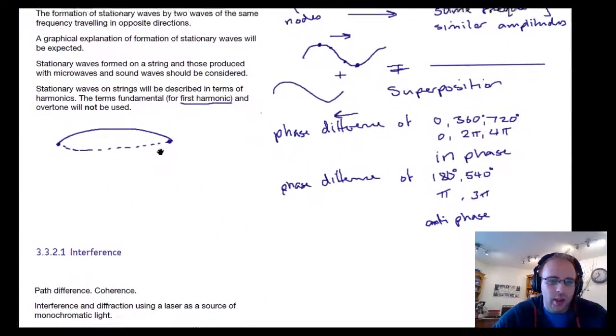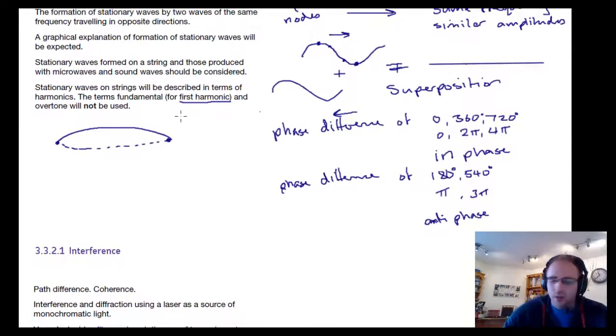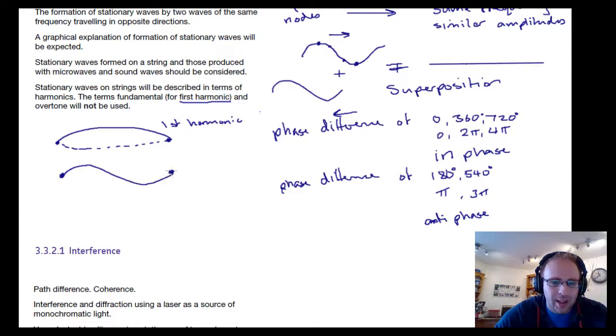So on a string, we can have our first harmonic like that. If we have more energy, our second allowed mode of vibration looks like that. These dotted lines are where the string will be half a cycle later. That's going to be our second harmonic. We can keep doing that.